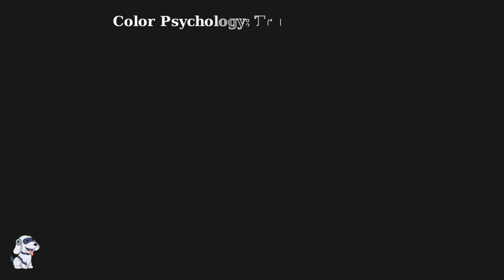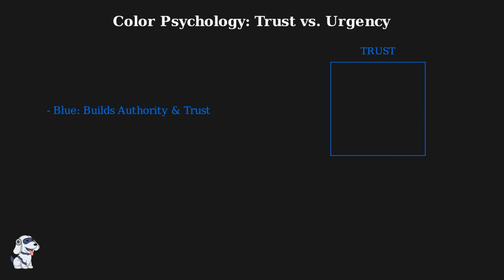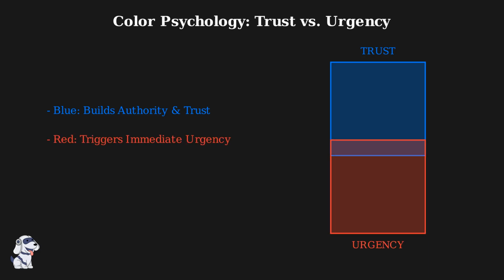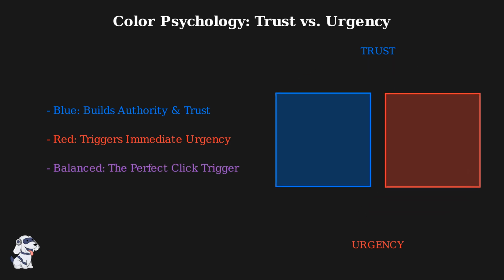In thumbnail design, color serves as a silent guide for the viewer's emotional journey. Electric blue creates a sense of trust and authority, signaling to the user that your content is reliable. Neon red, by contrast, triggers immediate urgency, cutting through the scroll to demand attention. By balancing these colors effectively, you shift the viewer from passive interest to an active, ready-to-click state.